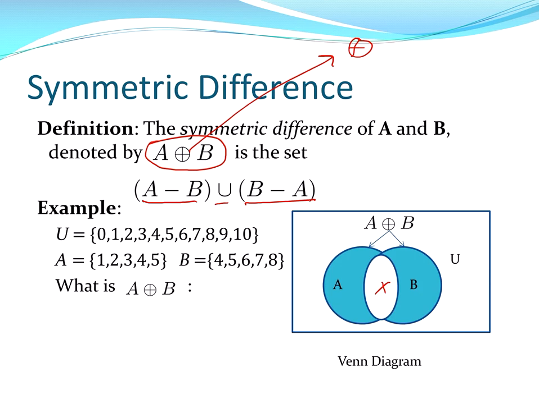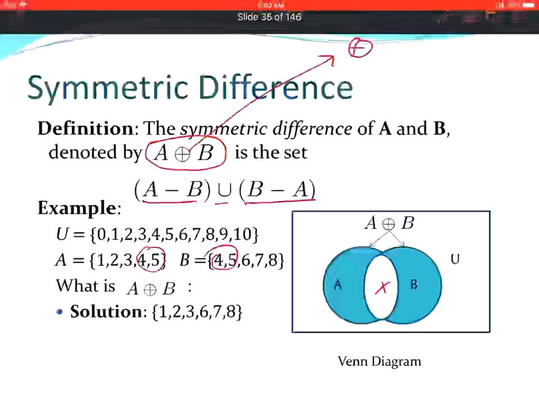So if I have the universal set, A is 1 through 5, B is 4 through 8, what is the symmetric difference? It'll be 1, 2, 3, and 6, 7, 8 because 4 and 5 are in the intersection. And that is set operations.